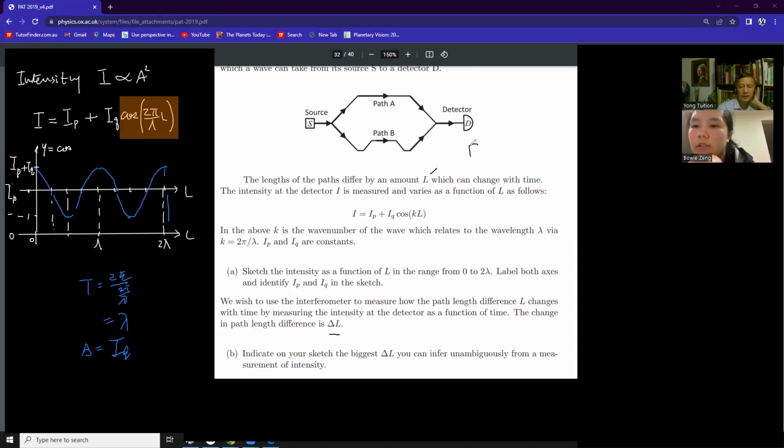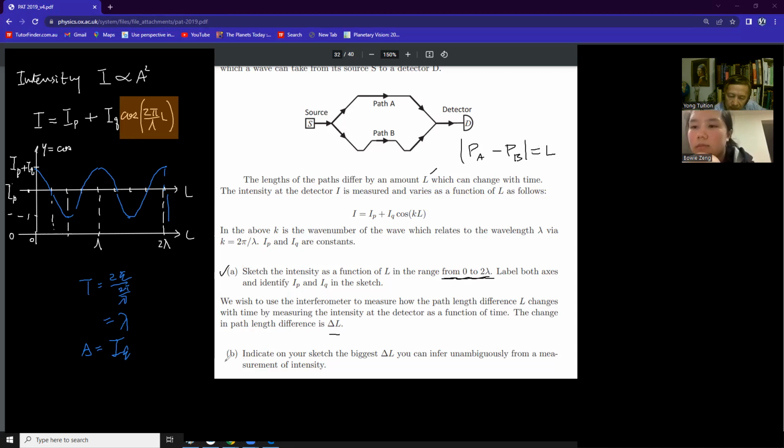Path A, take path B, equal to L. Does that mean, right? You just give a range in the sketch, or a domain, or just 0 to 2 pi. Is it as simple as that? They ask you to do this in question A, from 0 to 2 pi. We have done that. We have drawn the A.